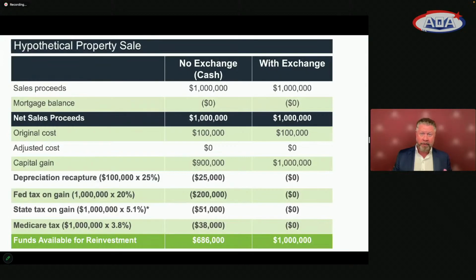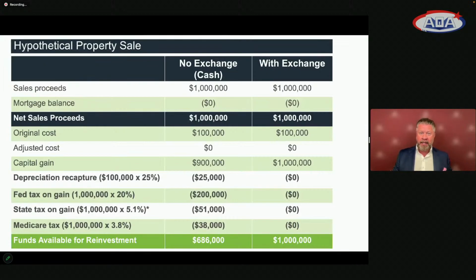Your full million's working for you. Sell that for $2 million. You defer that. You can do this over and over and over again. You could swap till you drop, defer till you die. And upon death, there's a step up in basis to fair market value. The taxes go away. So this is a great way to preserve wealth.